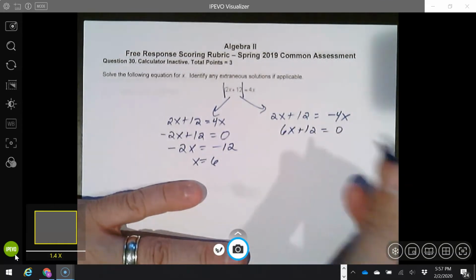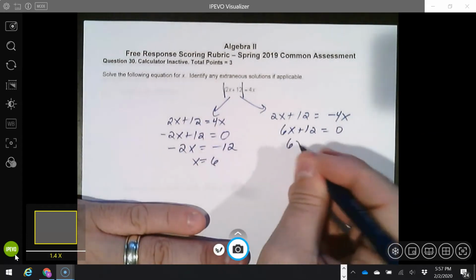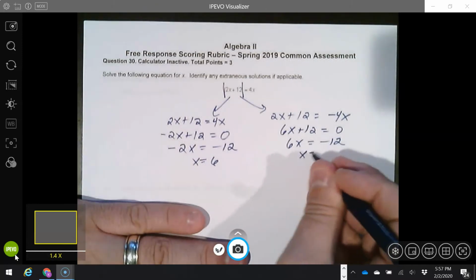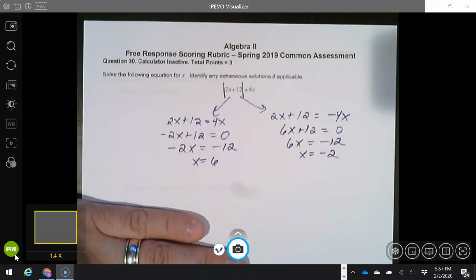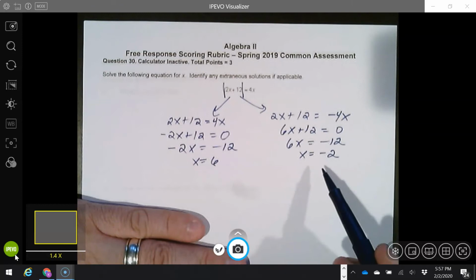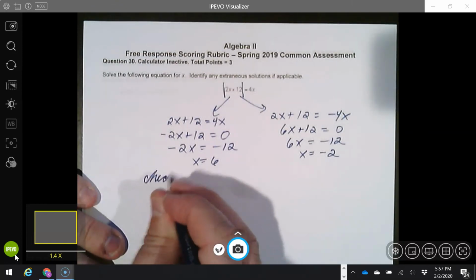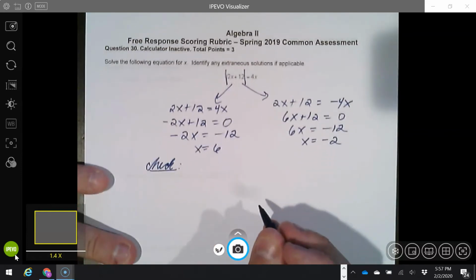So we get 6x plus 12 equals 0. I'm going to subtract 12 from both sides. And I'm going to divide both sides by 6. I have x equals 6 and x equals negative 2. They both look good to me, but let's do the check step.